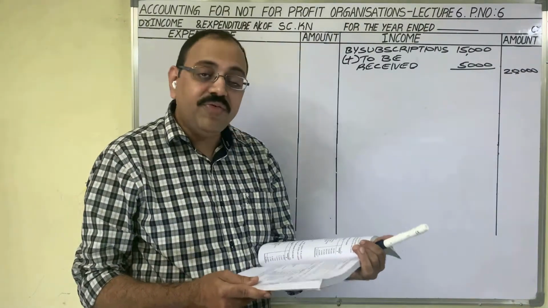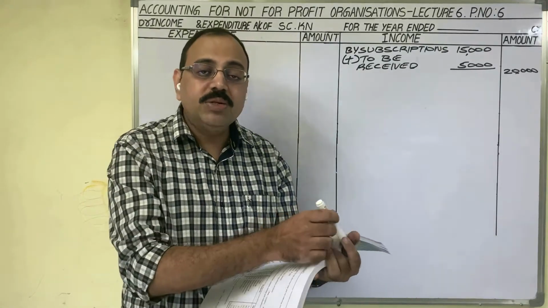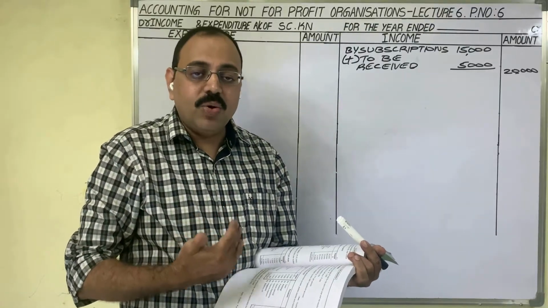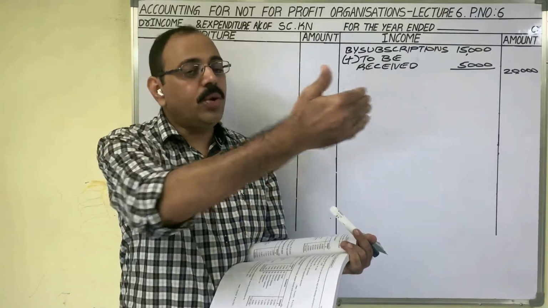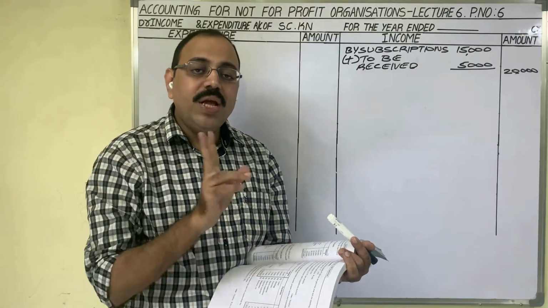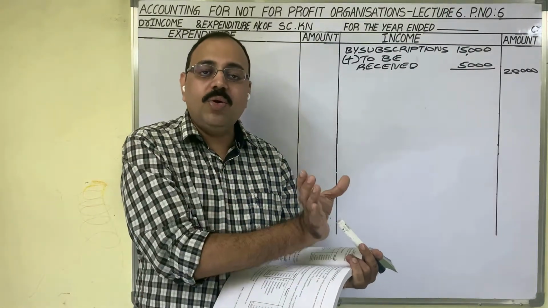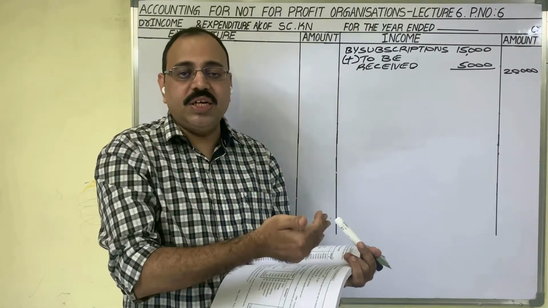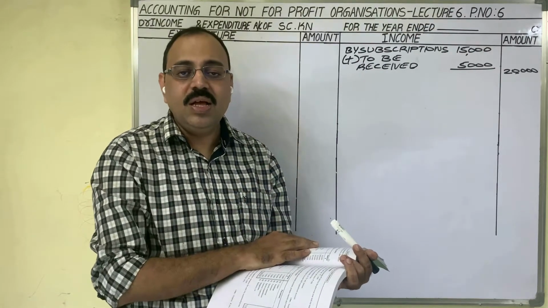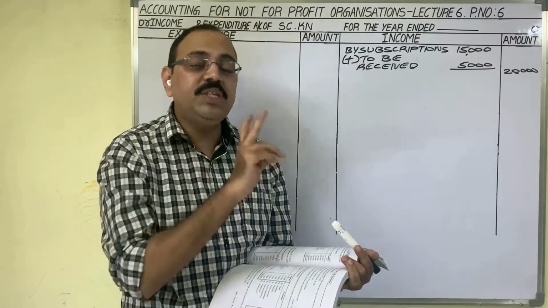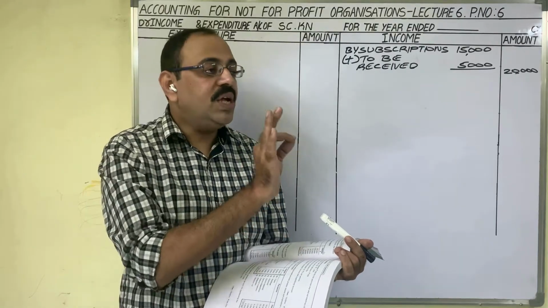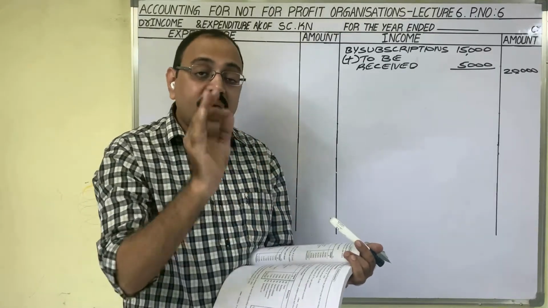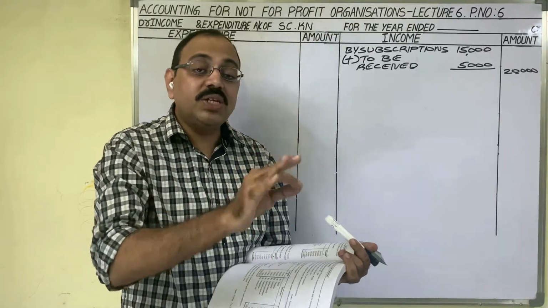Next, donations 50,000 rupees. Donations means gifts. If anybody gives a gift to us, that is known as a donation. So they donated some amount to us. Donation is of two types: specific donation and general donation. If the purpose of giving that donation is clearly mentioned in the question, then we should treat it as a specific donation. For example, donation for building, donation for prizes, donation for mineral water, donation for purchasing a fixed asset.